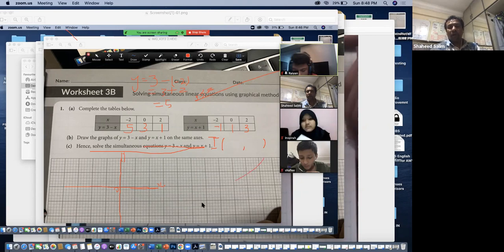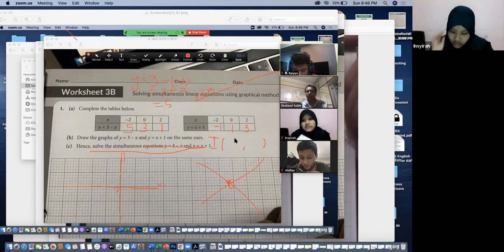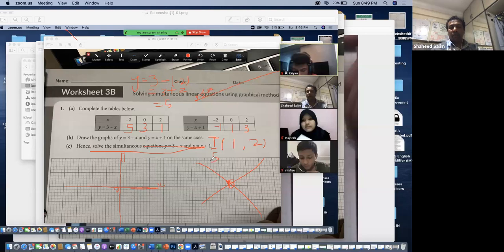For example, like that. Yours is like that, right? One graph, look at one drawing. Then another one on here. I want to know what is this point on here? What is the coordinate here? 1 and 2. 1, 2. Yeah. Shafi, yours? 1, 2 also.